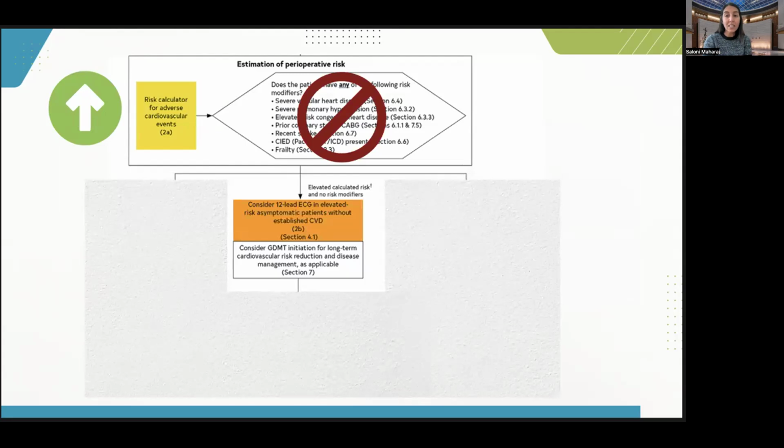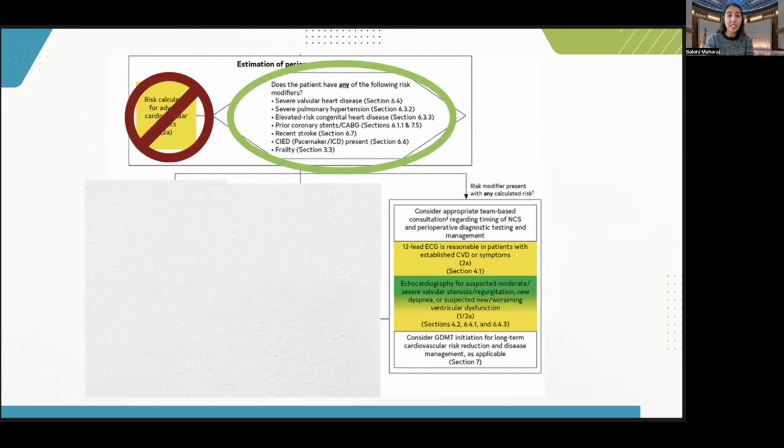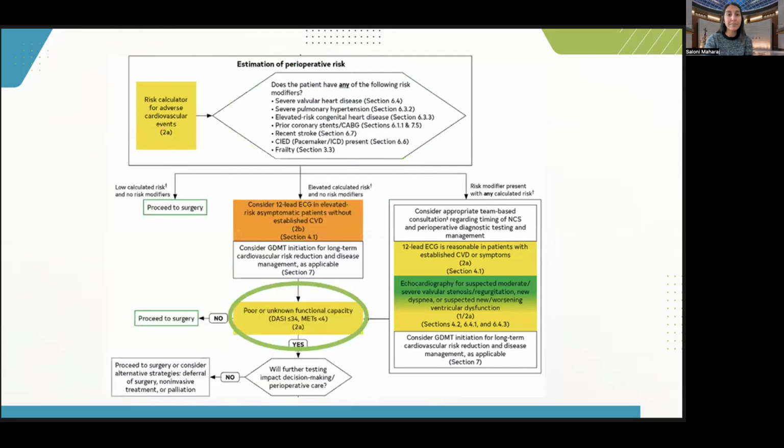If your patient has an elevated calculated risk and no risk modifiers, you may consider obtaining an EKG and ensuring that your patient is on appropriate guideline-directed medical therapy before surgery. Regardless of your patient's calculated risk, if they have any risk modifiers present, then you should consider involving a specialist to determine if further optimization is needed. You would also consider obtaining an EKG, ordering an echocardiogram if indicated, and ensuring that your patient is on appropriate guideline-directed medical therapy before surgery.